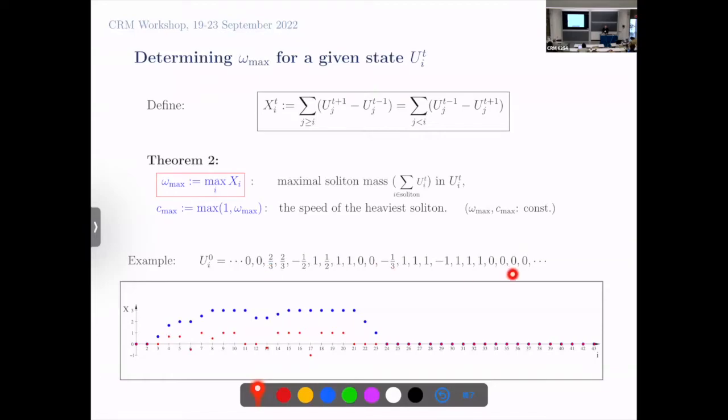And so if you start from this state and you do the calculation, you get this plot. So the red dots are the initial condition, the blue dots are the value of x. And you see you have these plateaus at value 3. For continuous KdV, the spectrum for the scattering problem is simple. For discrete KdV, it is simple.